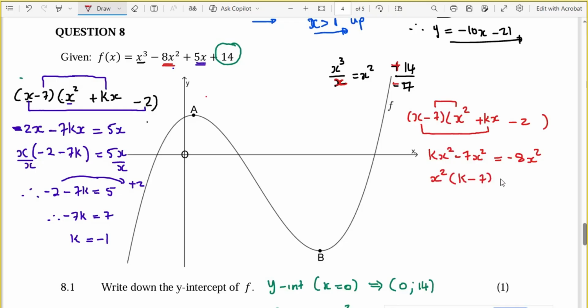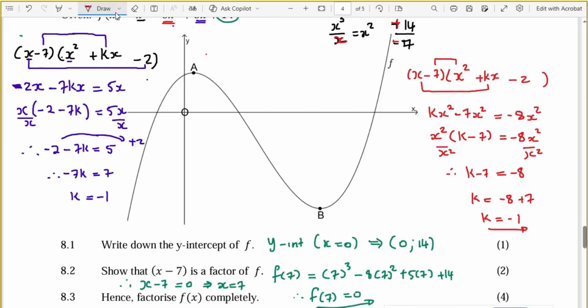And then this is minus 8x squared, but the rule is we cancel out x squared all the time. This is x squared, this is x squared. Therefore, I'm left with k minus 7 is equal to minus 8. Therefore, k will be minus 8 plus 7, which is minus 1. So it's up to you, that is what you need to work on.